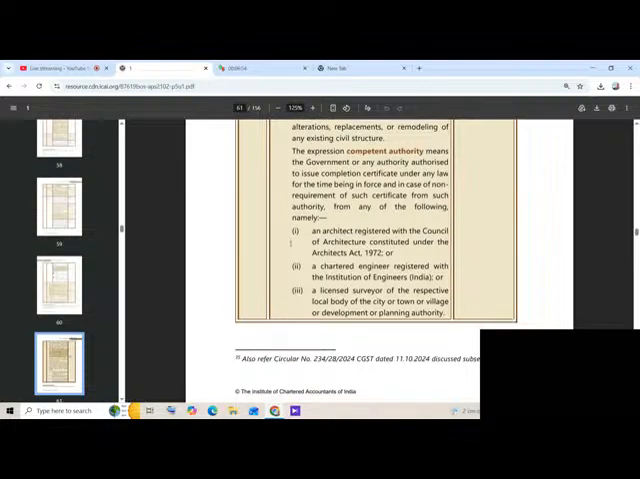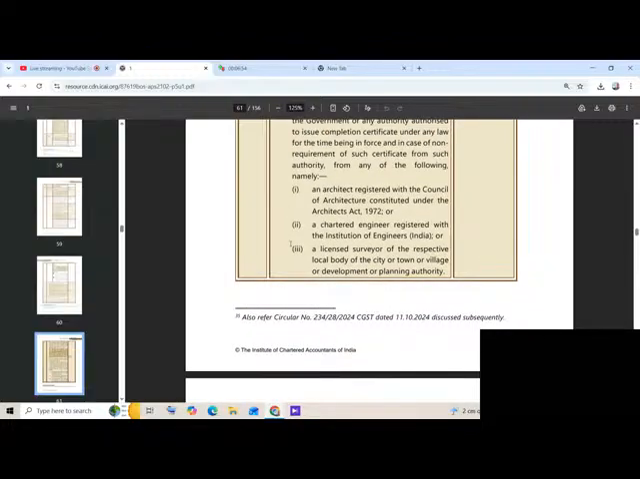The expression competent authority means the government or any other authority authorized to issue completion certificate under any law for the time being in force, and in case of non-requirement of such certificate from such authority, any of the following, namely: an architect registered with the Council of Architecture constituted under the Architects Act 1972, a chartered engineer registered with the Institution of Engineers, or a licensed surveyor.